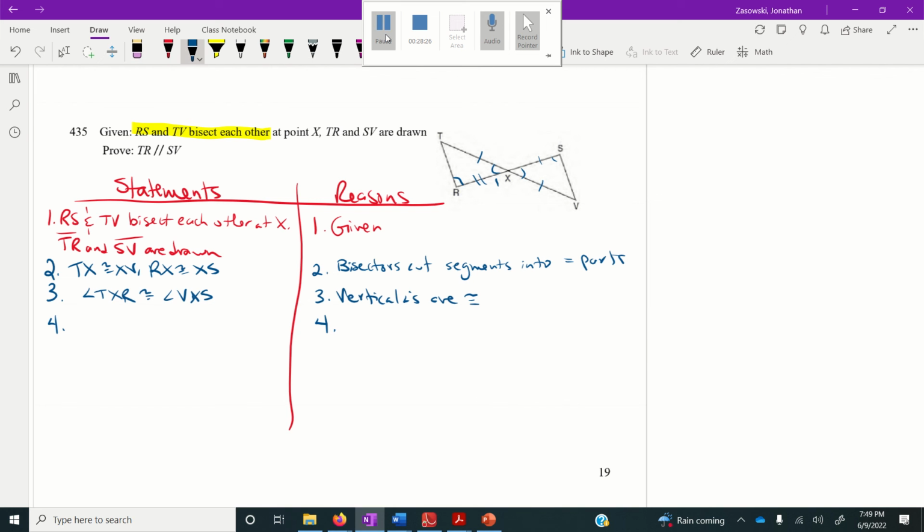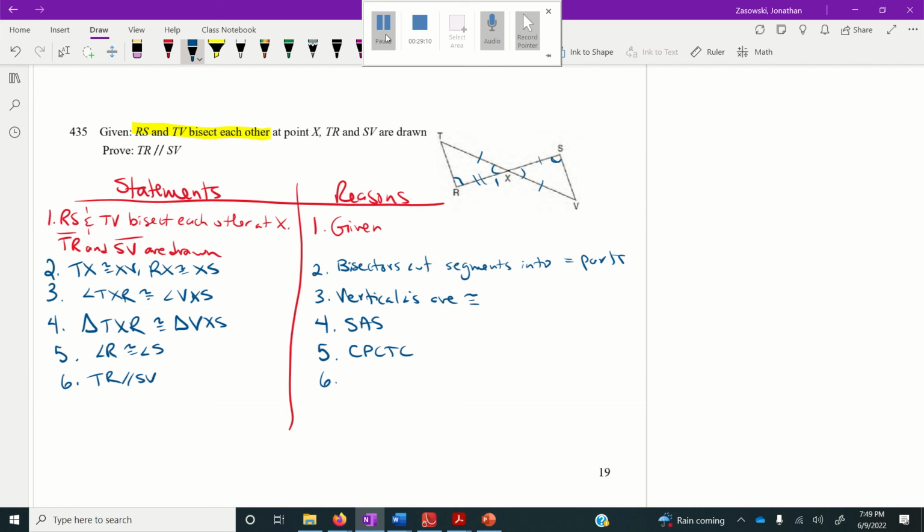That means we're going to need to say that triangle TXR is congruent to triangle VXS because of SAS. And now we can use CPCTC because remember, it's corresponding parts in congruent triangles. So we have to get congruent triangles first, and that will let us say that angle R is congruent to angle S. And we can use just the letter R and S because it's the only angle there at that point. We can't use X because there's more than one angle, so we have to use the 3 letters in that case. And now we have enough to say that TR is parallel to SV.